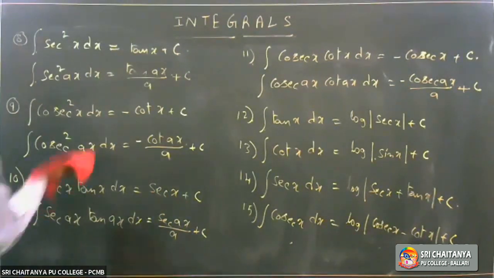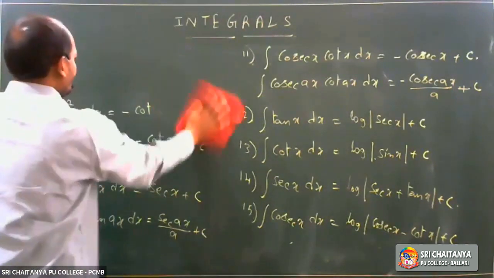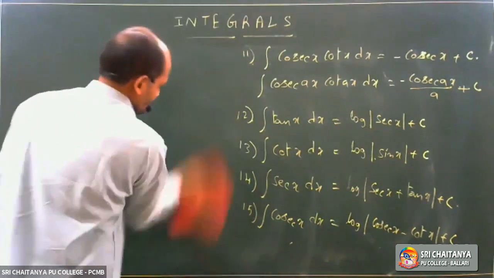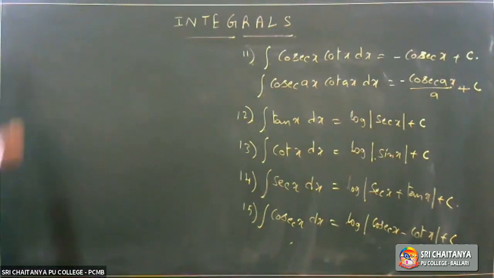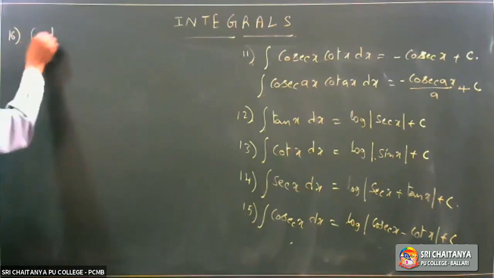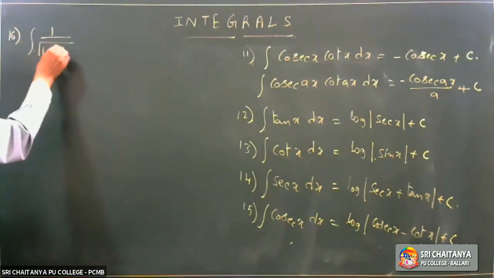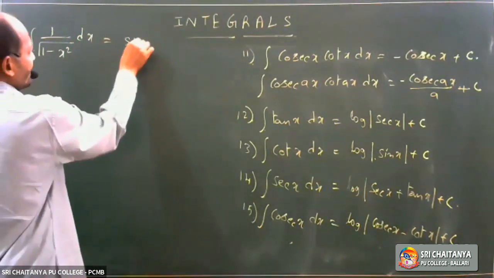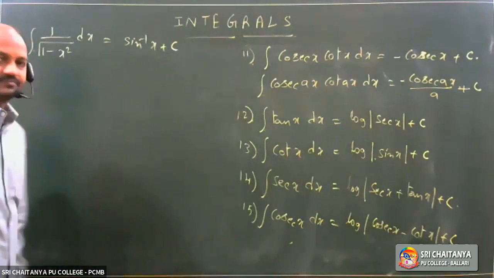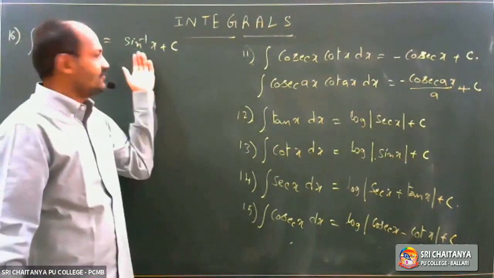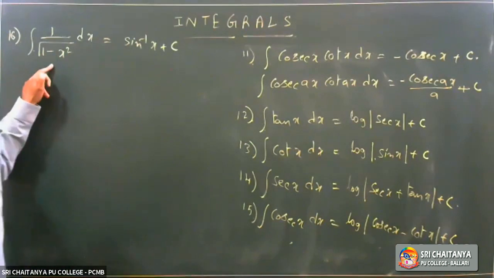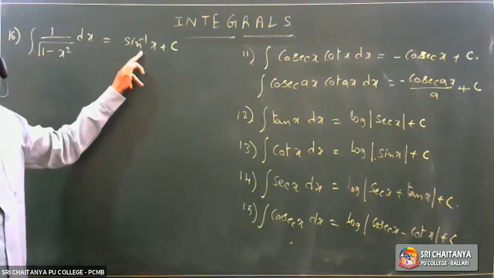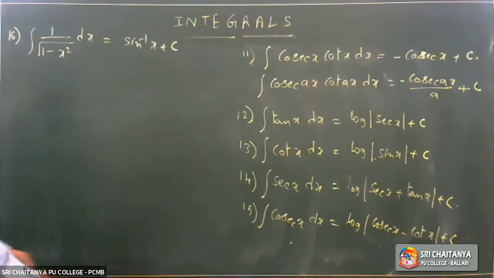Already you know the derivatives of sine inverse of x, cos inverse of x, tan inverse of x, and so on. So the integral of 1 by root of 1 minus x square dx is sine inverse of x plus c, because the derivative of sine inverse of x is 1 by root of 1 minus x square.